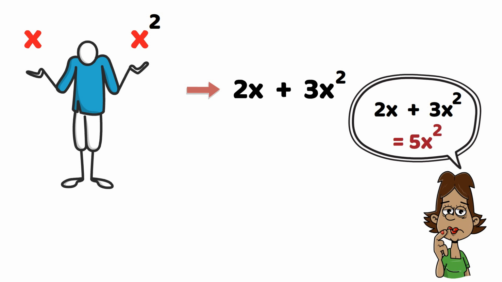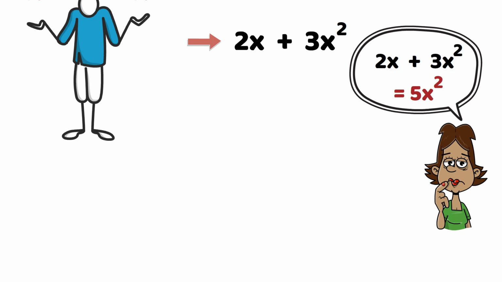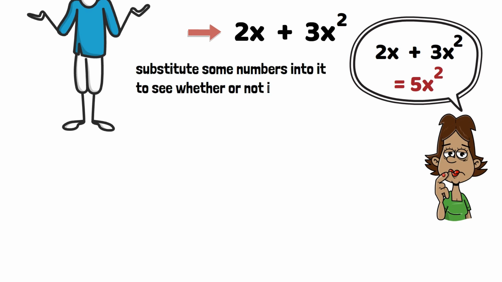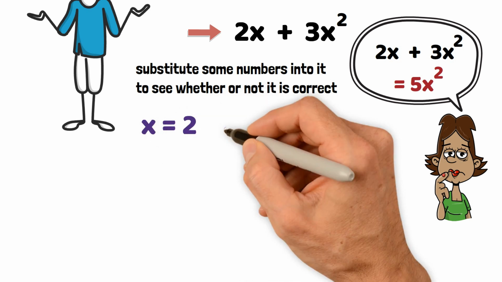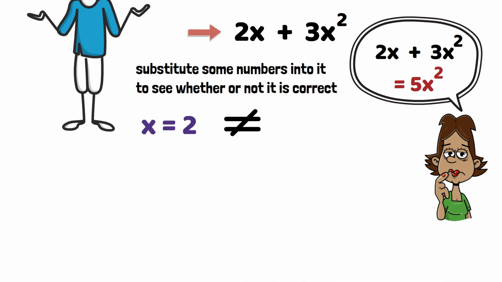This is wrong. Anytime you're not sure whether your simplification is correct or not, substitute some numbers into it and see whether or not they are correct. For example, if we let x equals 2, then we see that the left-hand side is different from the right-hand side. So 2x plus 3x squared is not equal to 5x to the third power. So we cannot simplify this expression any further.